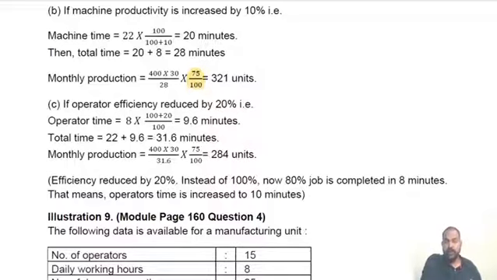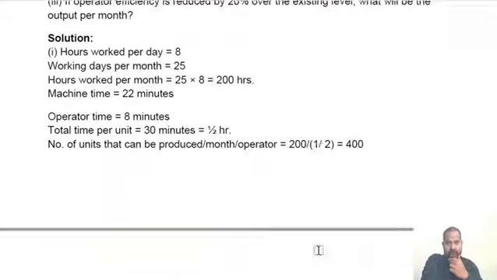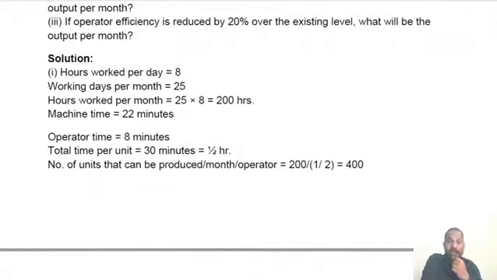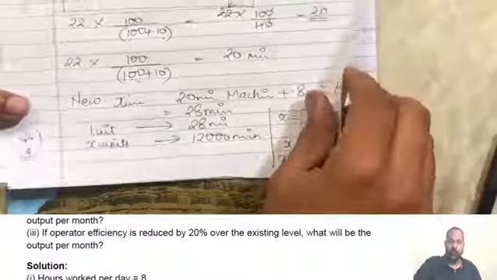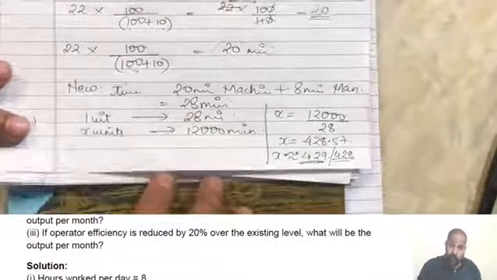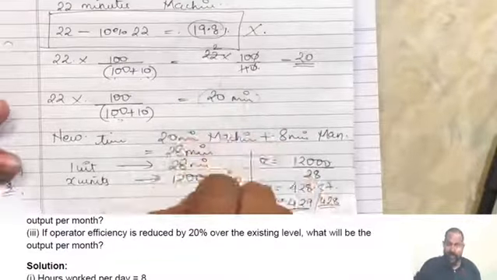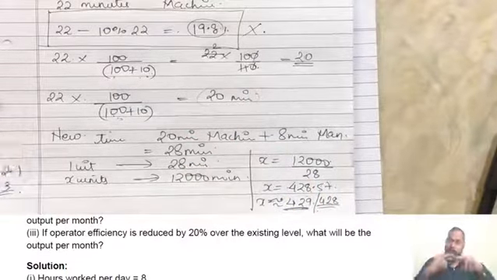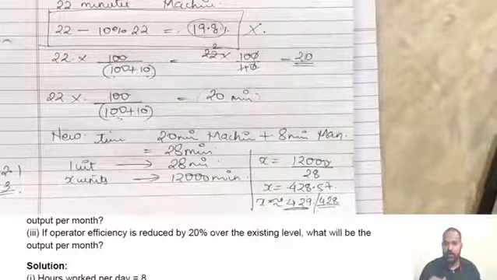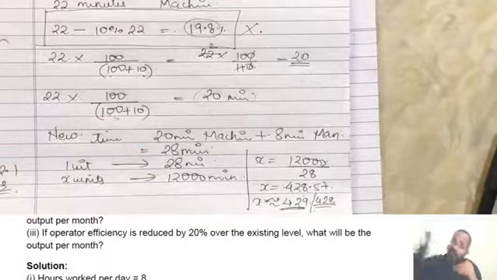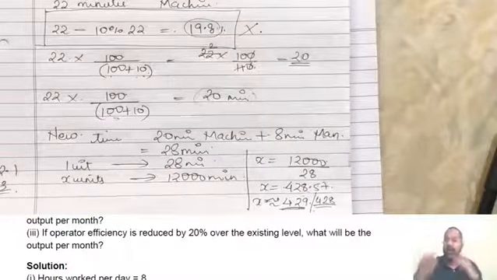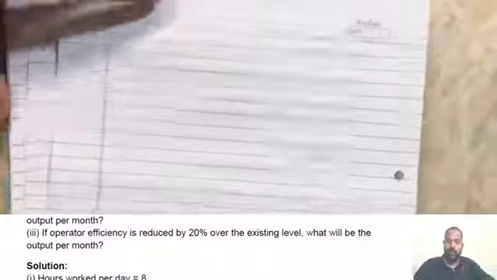Let's come to the third and the last part of the question: if the operator efficiency is reduced by 20% over the existing level, what will be the output per month? So now you tell me, will you consider the machine time as 20 minutes now? No. Again, the third question should be related to the original data. So you will not go back to the previous question because that was a sub question. I will go back to 30 and 8 and then do whatever I can do in 30 and 8.